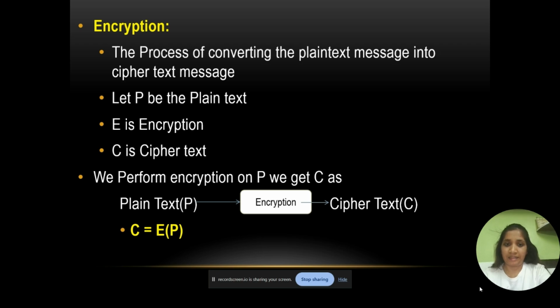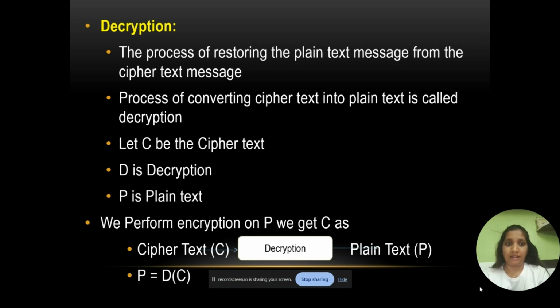Let us go to the next slide, that is decryption. In the last slide we discussed how encryption secures the data by converting plain text into ciphertext, but how do we get back the original message? That's where decryption comes in. So let's break down the decryption process. Decryption is a process of restoring the original plain text from ciphertext. It reverses the encryption, making data readable again.